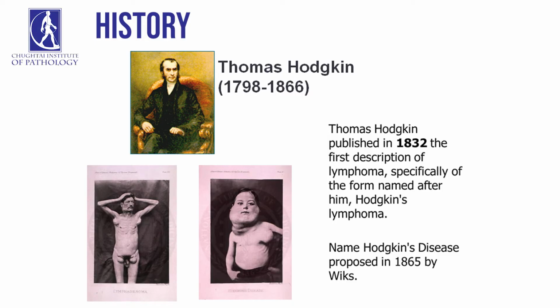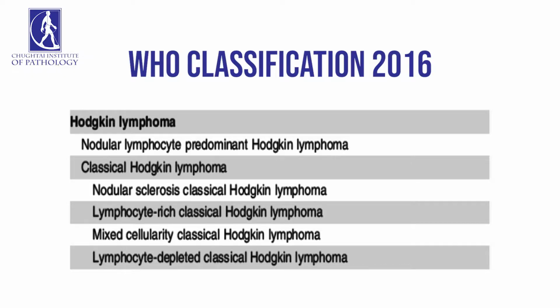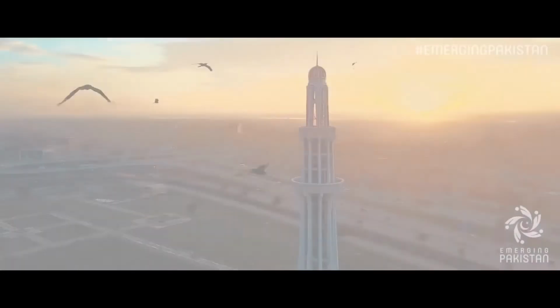Hodgkin lymphoma was first described by Thomas Hodgkin in 1832. Later it was named after him by Wilks in 1865. The WHO 2016 classification described two major types of Hodgkin's lymphoma. The first type is nodular lymphocyte predominant Hodgkin lymphoma. The other type is classic Hodgkin's, which is further divided into four different types, that is nodular sclerosis, mixed cellularity, lymphocyte rich, or lymphocyte depleted classic Hodgkin's lymphoma. First of all, I am going to describe nodular lymphocyte predominant Hodgkin's lymphoma.